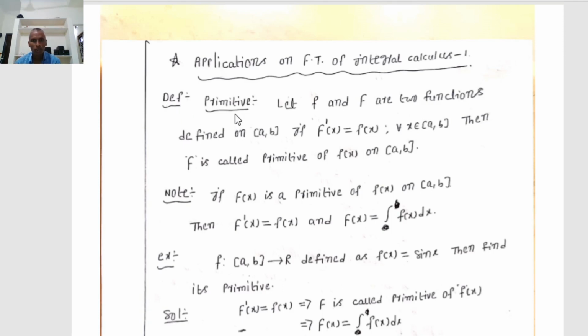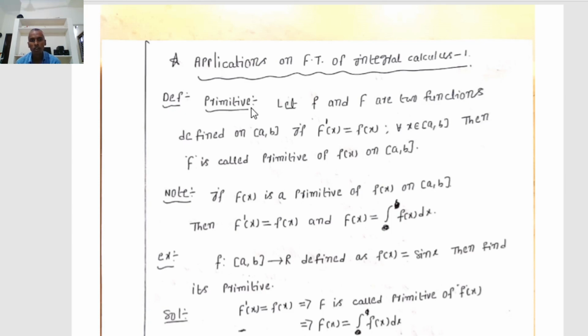By definition 1, primitive: what is the primitive of the function small f of x? Let small f and capital F be two functions defined on the closed interval [a, b]. If capital F dash of x equals small f of x for all x belonging to [a, b], then capital F is called a primitive of small f of x on the closed interval [a, b].